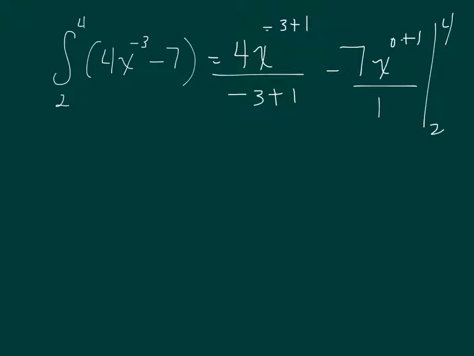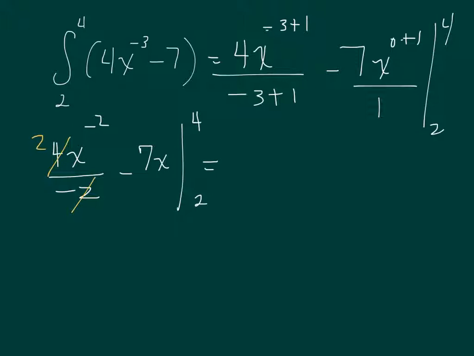So this becomes 4x to the negative 2 over negative 2, and then just minus 7x. Well, let's make this even look a little better, so that'll cancel. And I'm going to even put this in fraction form so it makes a little bit more sense. So I'm going to have a negative 2, and I'm going to move the x to the negative 2 to the bottom, minus 7x, and I evaluate from 2 to 4.